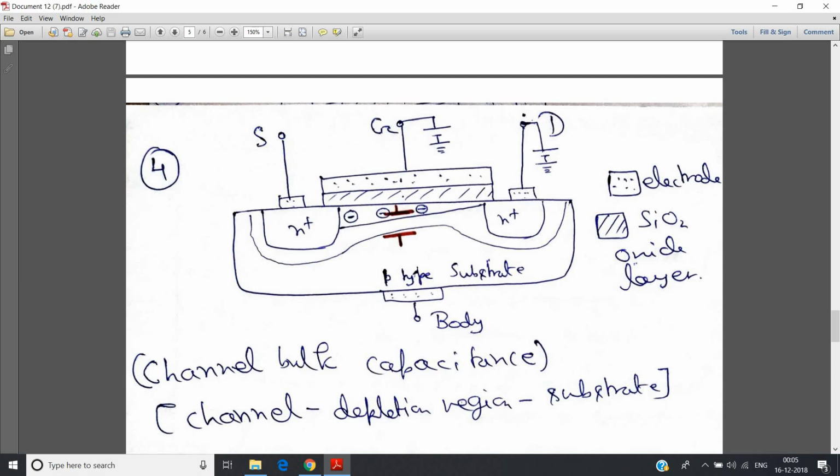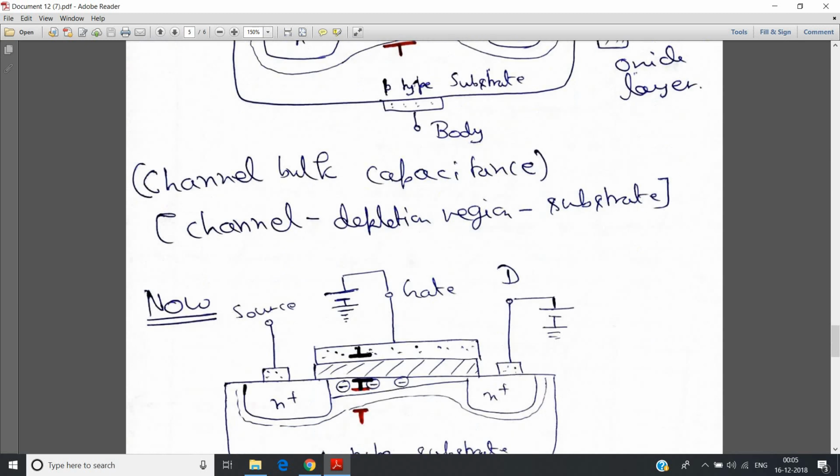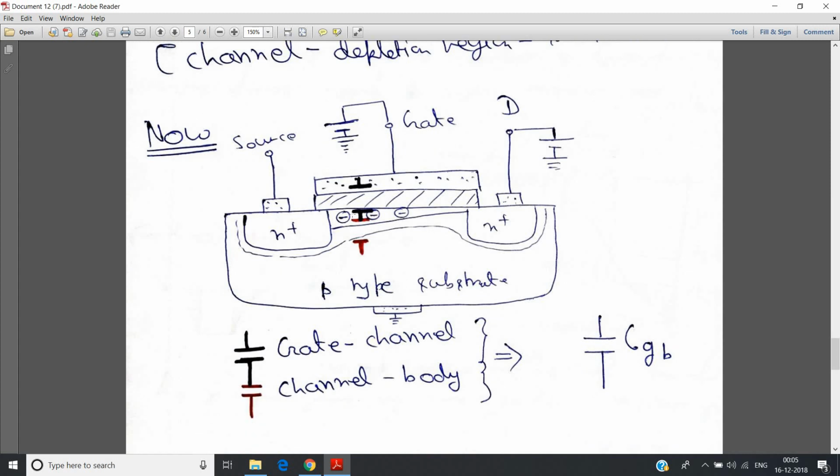So how? Channel, depletion region, then substrate. This is how the channel bulk capacitance is formed, or channel body capacitance, or we can say channel substrate capacitance. Now we can apply some small concept of capacitor and get some beautiful result. Already we discussed gate is one electrode, then oxide layer is dielectric medium, then channel is another electrode. So this will form gate to channel capacitor, and one more capacitor we got, channel to body capacitor, which is formed by channel, then depletion region, then p-type substrate, right?